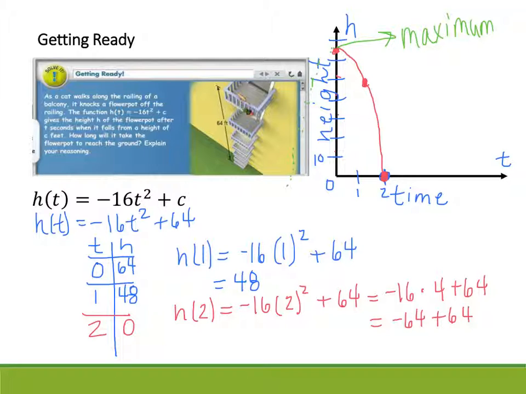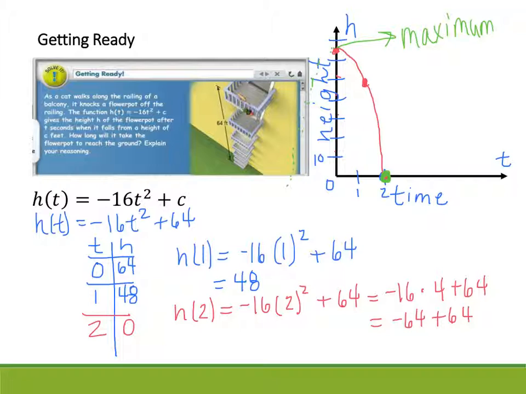The flower pot is 64 feet up in the air. It's never going to be any higher. All it can ever be is lower. And the flower pot in this case will only drop to a height of 0, which is here. These problems, these quadratic functions, can model situations like the one presented here where we have a falling object.